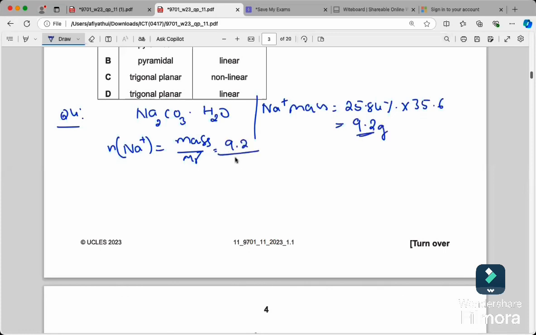So sodium MR value is going to be 23. So its number of moles is going to be 0.4 moles. This is for the sodium. Okay. So similarly, we need to find the mass of the carbonate ion.